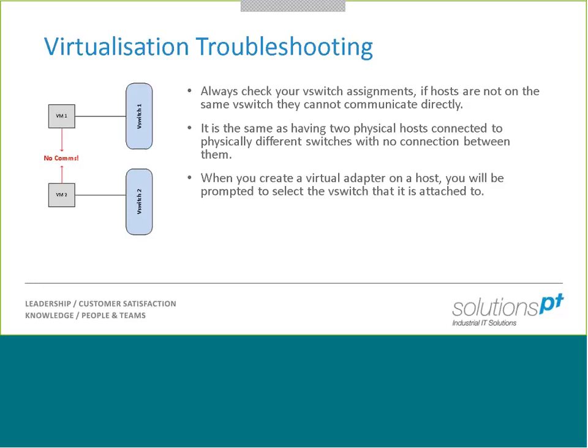Now look at this instance here, we've got VM1 and VM2 connected to two different virtual switches. They can't talk to each other. That's by design, they're not meant to be able to. So sometimes it's something as silly as the wrong vSwitch has been selected. And if the wrong vSwitch has been selected, we're going to have this scenario here, they just cannot talk to each other. So really that's the first troubleshooting step when you're troubleshooting virtual networking, check your vSwitch assignments.